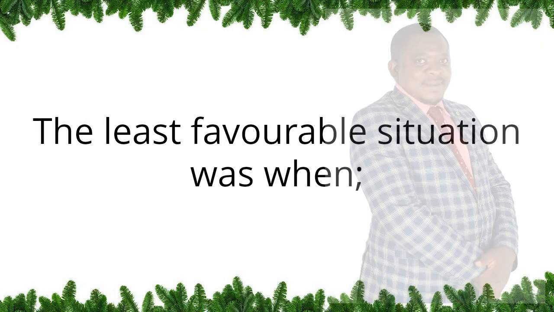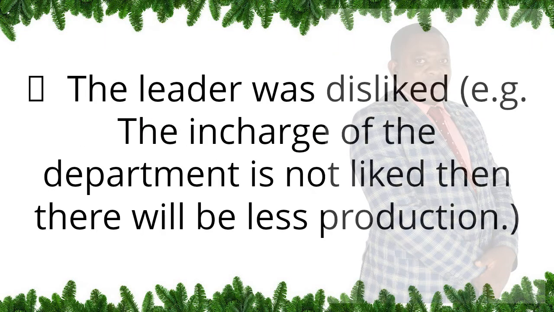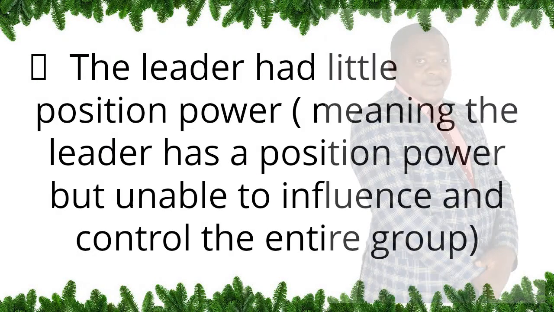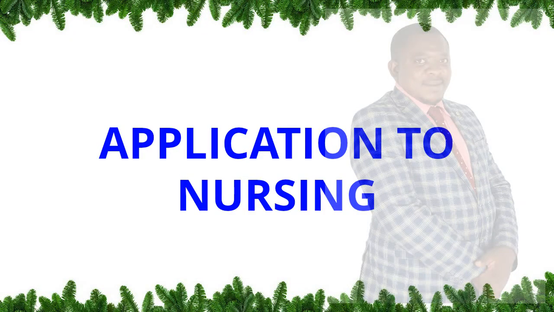The least favorable situation was when the leader was disliked, e.g. the in-charge of the department is not liked, then there will be less production; the task was relatively unstructured, there will be confusion in carrying out the tasks; and the leader had little position power, meaning the leader has a position but is unable to influence and control the entire group. Application to nursing.